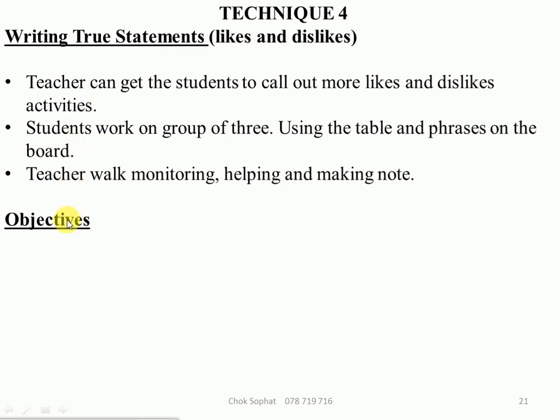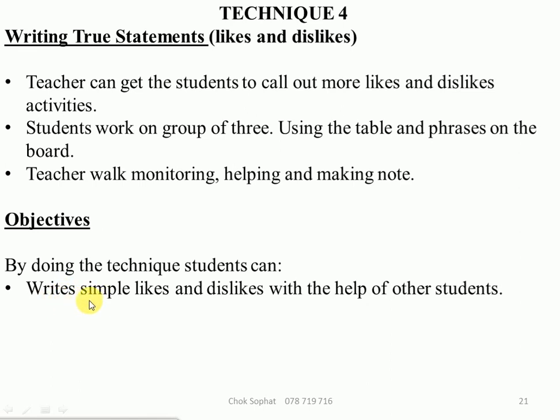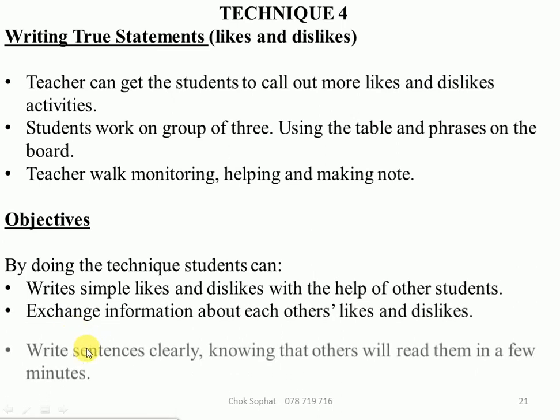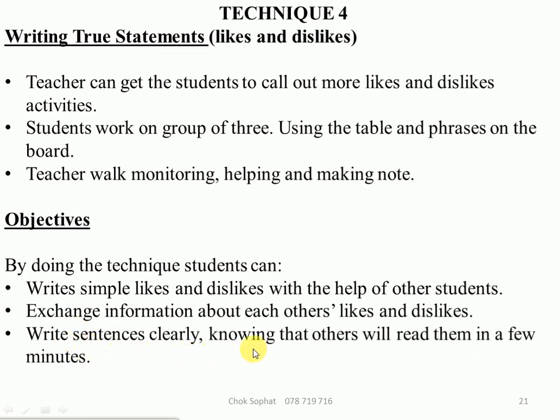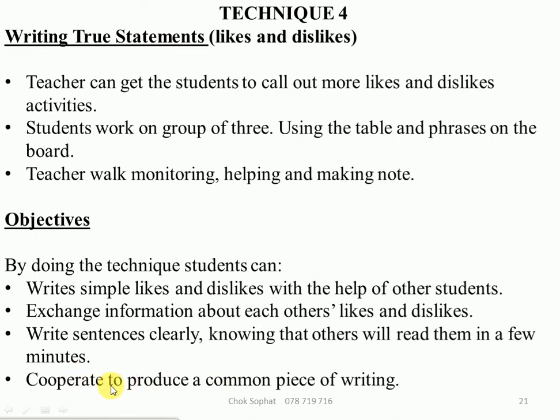Objective: why do we want our students to do this technique? By the end of this technique, students can write. Here we want our students to practice writing. So at the end, they can write, for example, simple likes and dislikes with the help of other students. This is our objective for doing this technique: to practice writing. For example, write something clearly, knowing that others will read it in a few minutes. Okay, cooperate, so the students can work together.